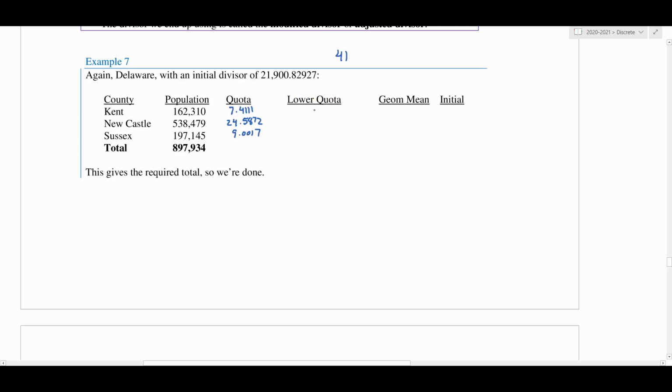This is exactly what Hamilton and Jefferson and Webster did. They ignored the decimal part and just wrote down the whole number parts. That's what they mean by lower quota. So we got 7, 24, and 9.